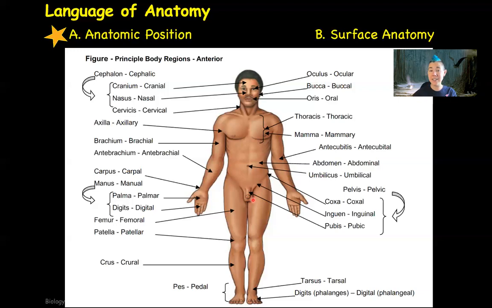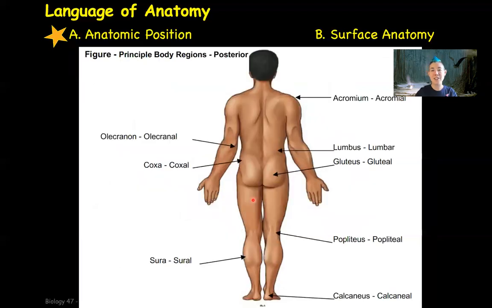And now if we look at the dorsal side of the patient, you can see a few more body regions that we have yet to name. So the point of the shoulder is the acromial region, which is named for a bony feature of the scapula, that shoulder blade bone. So acromial region, the point of the shoulder.